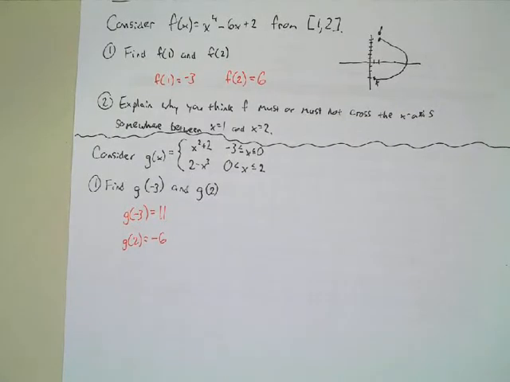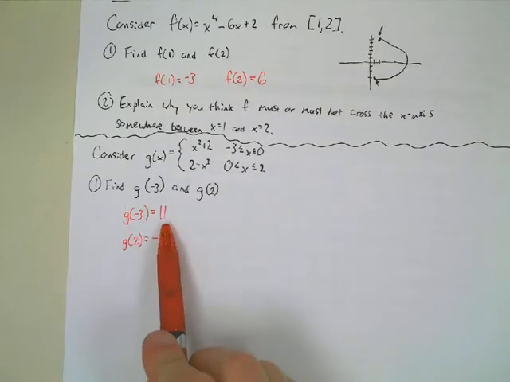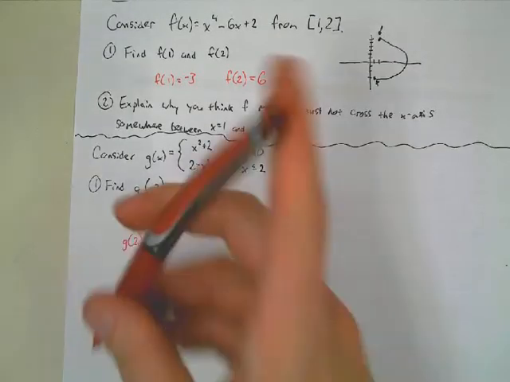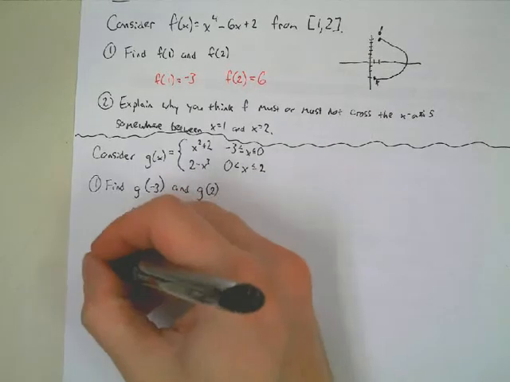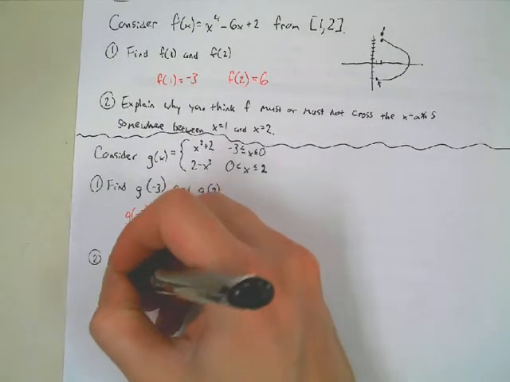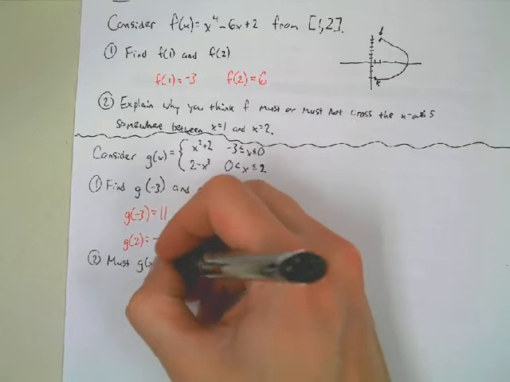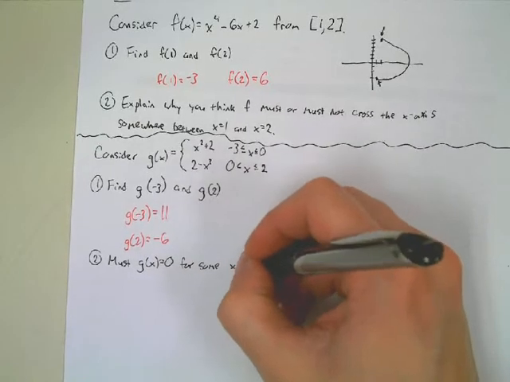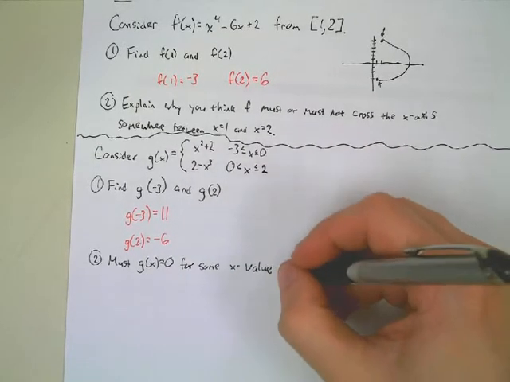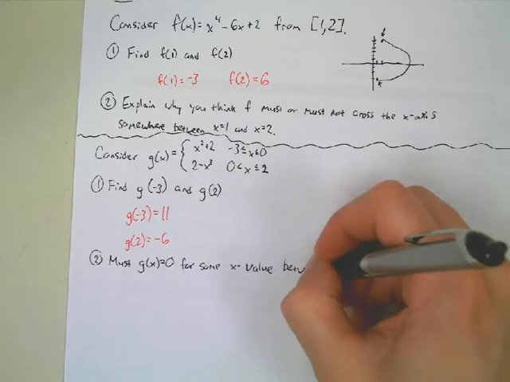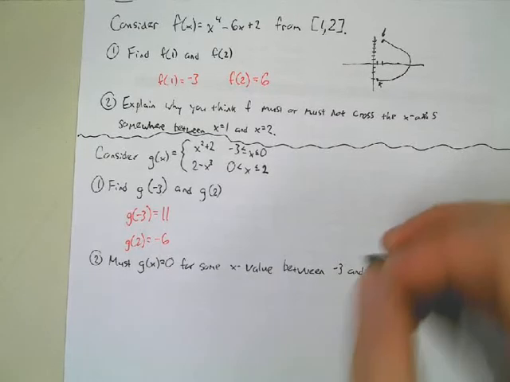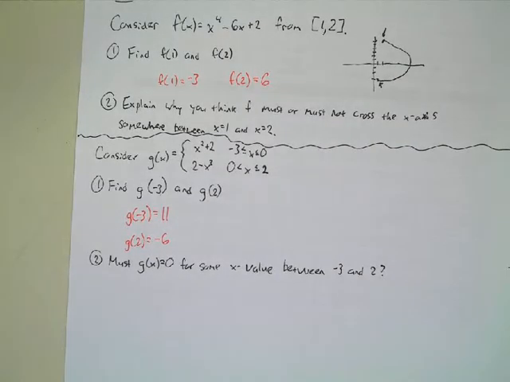Okay, so again, we had x value of negative 3 gave us a positive 11 value, and then x value of 2 gave us a negative 6 value. So, again, my question, similar to the one before: must g of x equal 0 for some x value between negative 3 and 2? So must our function equal 0 for some x value between negative 3 and 2 based off our information right there?